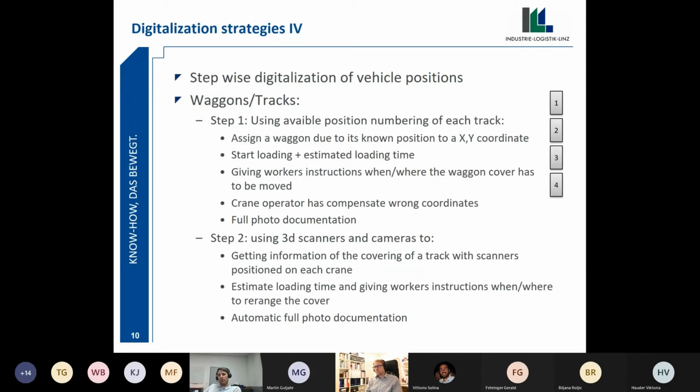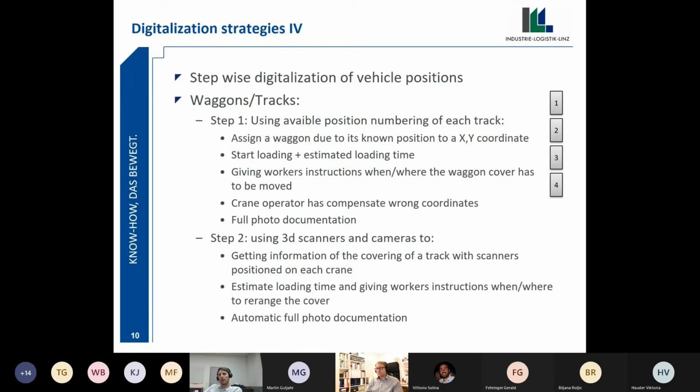Another digitalization project of our vehicle positions would be the wagons on the tracks. At first, we know the numbering of each track. So we know at position 1, 2, 3, and 4 which wagon is standing. We therefore can estimate the XY coordinates in the warehouse, but it's not that sure if it's really at this position, because it's possible that the train pushes it too far into the warehouse or is at the southern region.